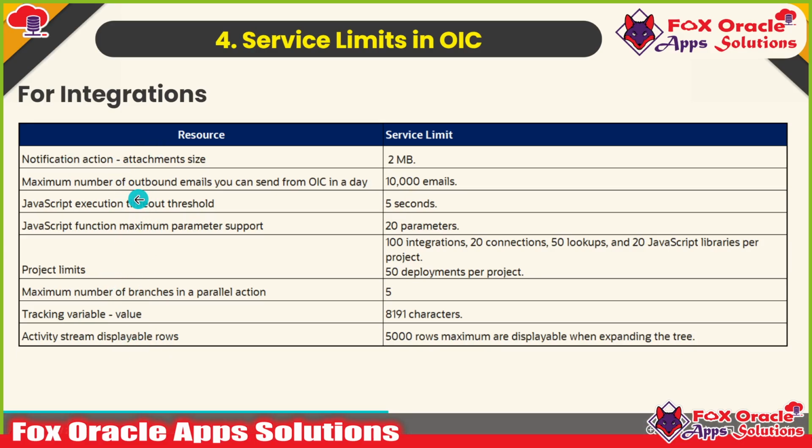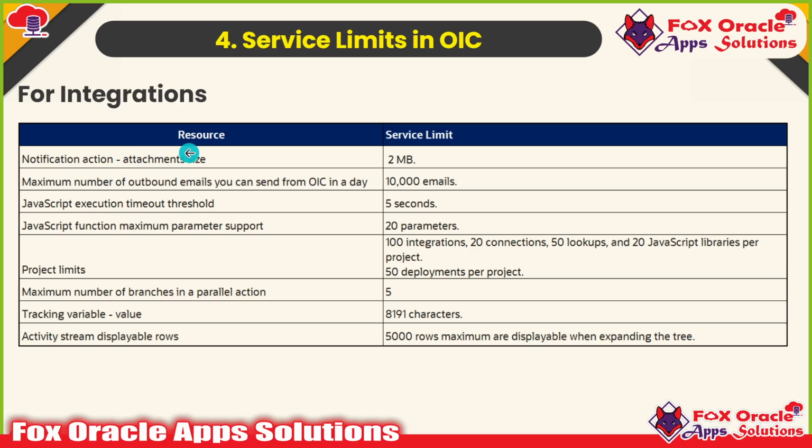We have limitations for notifications. If we are adding a notification to send an email, the notification having an attachment cannot be more than 2 MB in size. And the number of emails we can send every day from an instance is 10,000. We cannot send more than 10,000 email notifications using OIC.